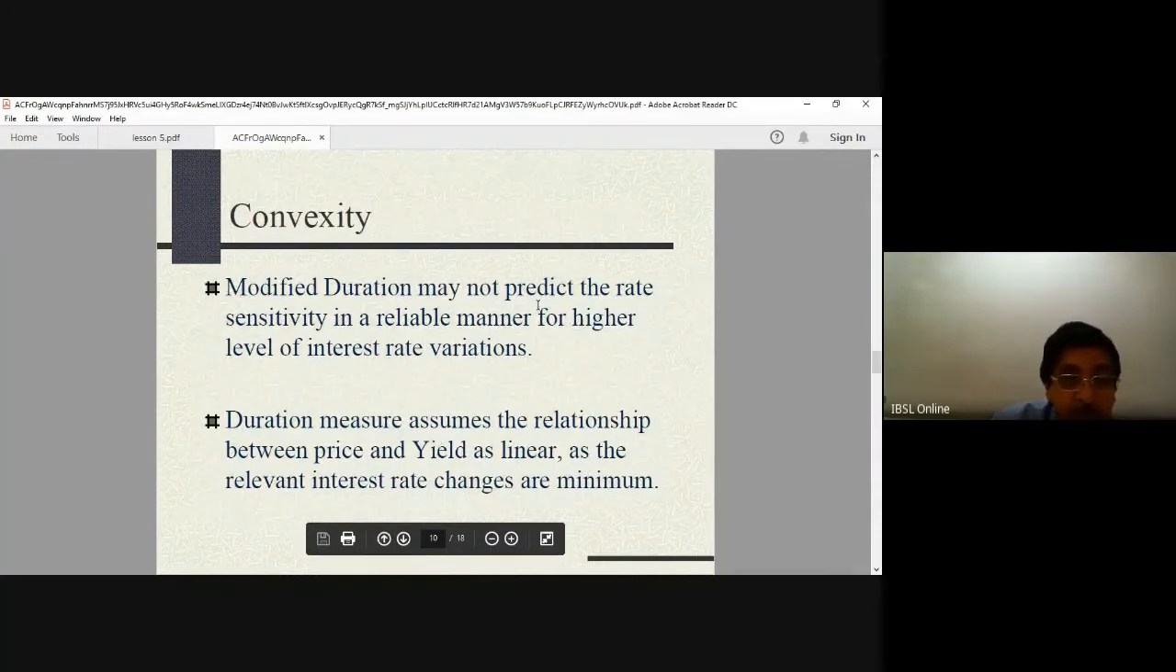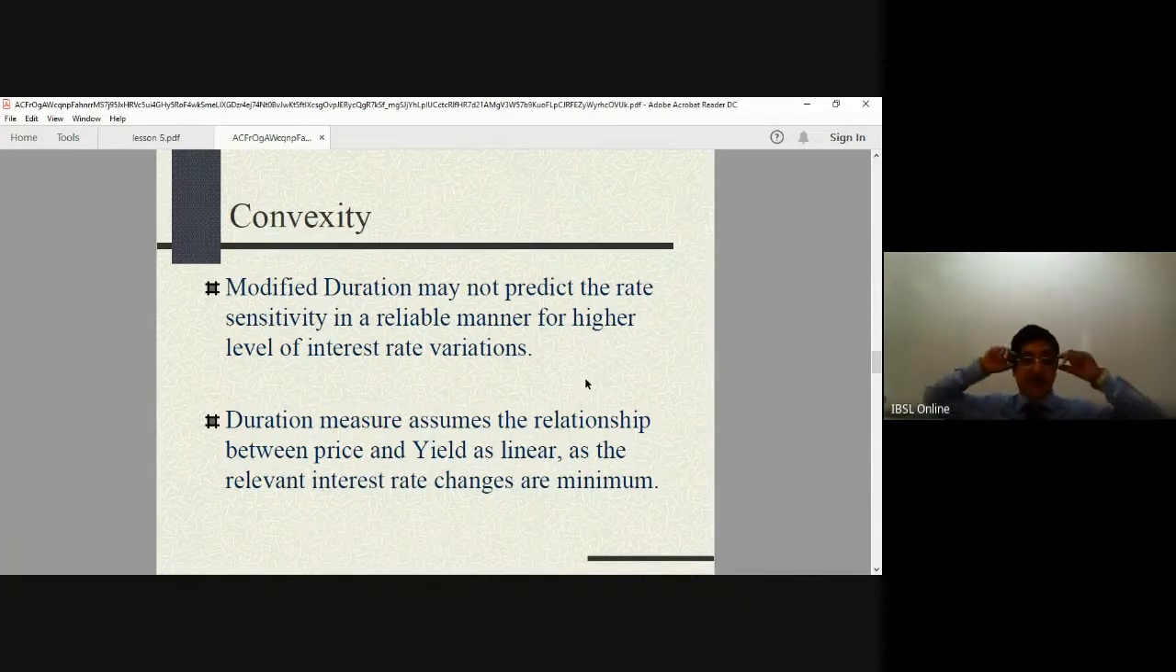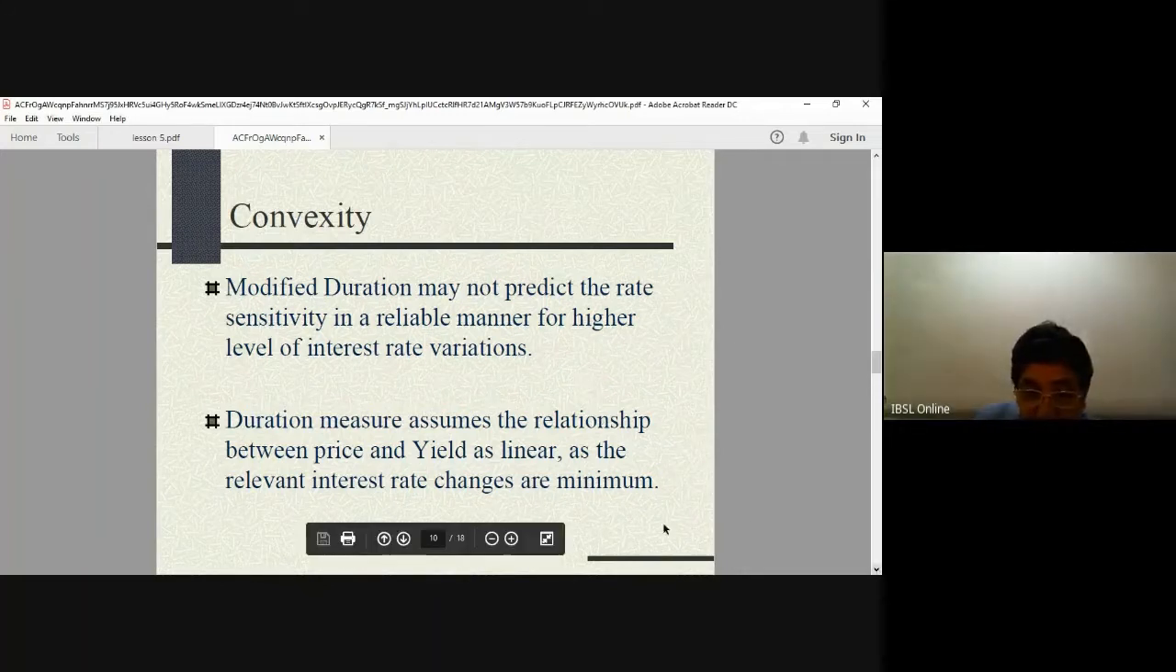Now, if you just look into this, modified duration may not predict the rate sensitivity in a reliable manner for higher levels of interest rate variations. That's what I just explained. Duration measures assume the relationship between price and yield is linear, as the relevant interest rate changes are minimal. This is the principle I am trying to convince you of. If this is not linear, and the curved nature is significant, then we cannot rely on duration.